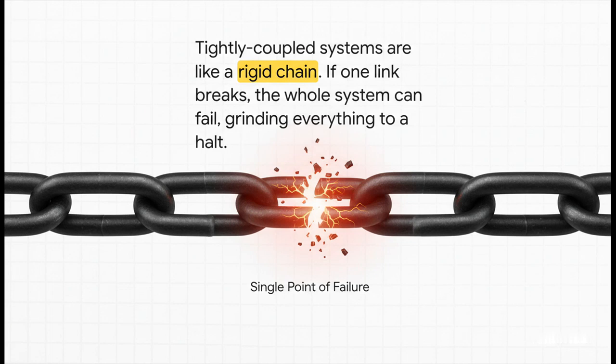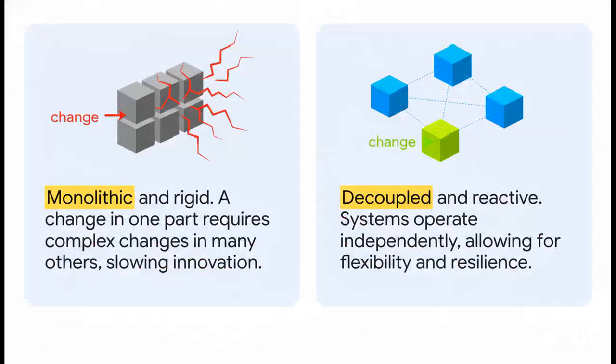I mean, what happens if one link gets a little slow? Or worse, what if it breaks completely? The whole chain just stops. The entire system can grind to a halt. That, right there, is a tightly coupled architecture. And this slide just lays it out perfectly, doesn't it?